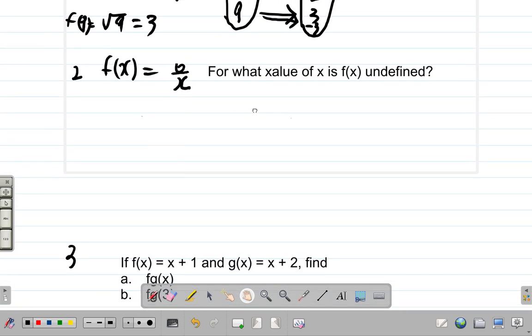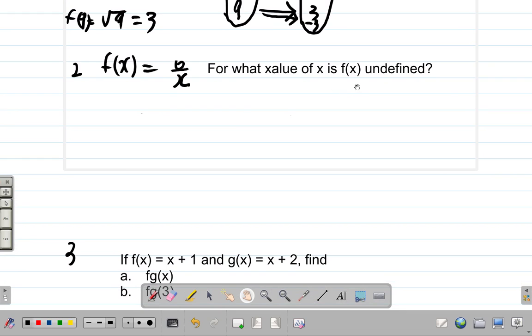Here, for what value of x is f of x undefined? f of x is 6 over x. Here, a function is undefined when you're trying to divide by 0. Right? It does not make sense.